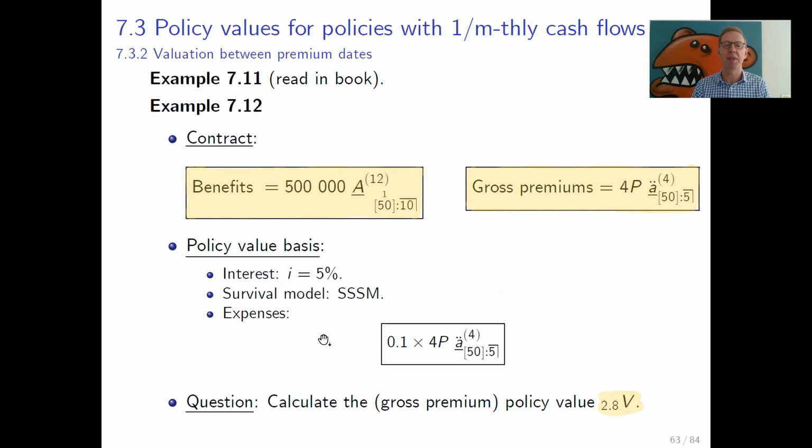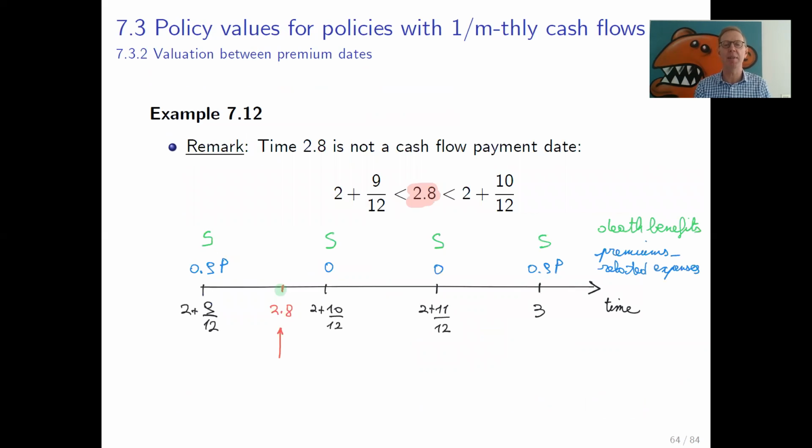The policy value basis is also the same as the one that we have assumed before, and now we want to calculate the policy value V at time 2.8. Time 2.8 is a special time as it is not time 2, it is between time 2 plus 9 over 12 and time 2 plus 10 over 12. It is between these two values.